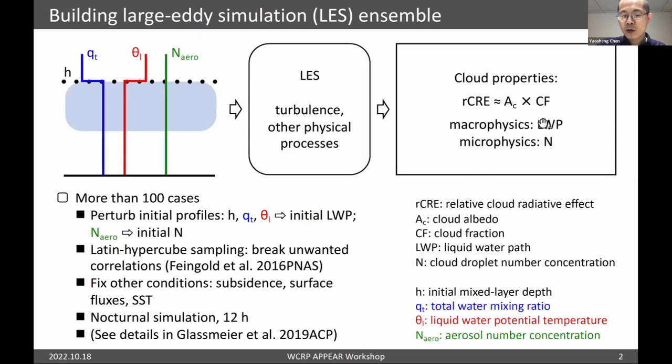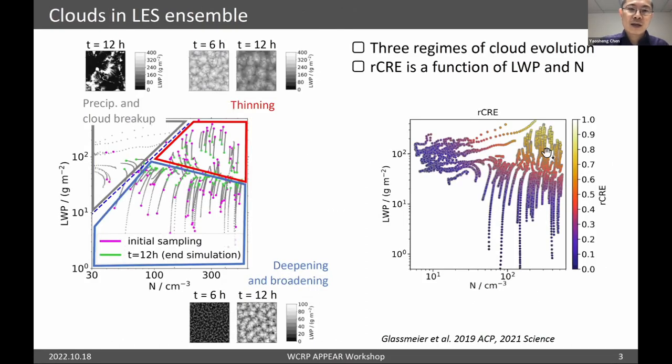We also examine liquid path to characterize the microphysics of the clouds in the simulation, and also N, which is cloud drop number concentration, and characterizes the microphysics. So to get a first impression of the clouds in our example, to the left is the trajectory of all the simulations in this liquid path and N plane.